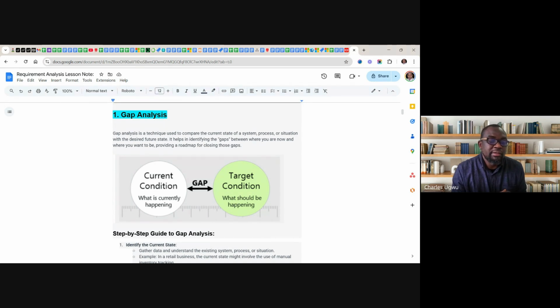So you are comparing the state of a system, the state of a process or situation with the desired future. So you are looking at where you are and where you want to be. You're comparing where you are and where you want to be. You know? So let's give another scenario.